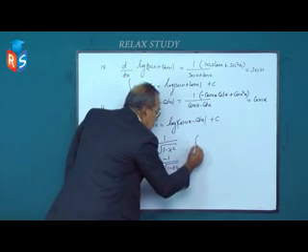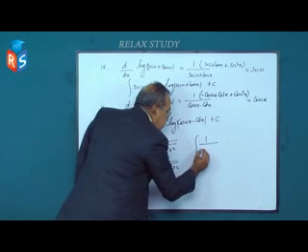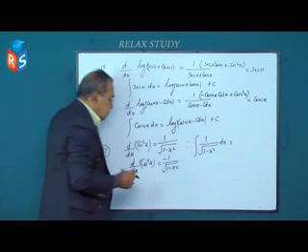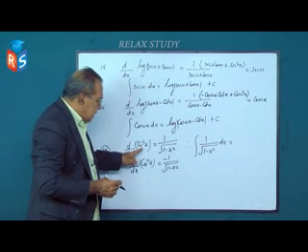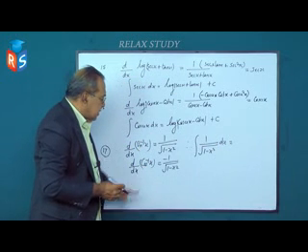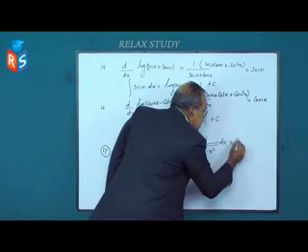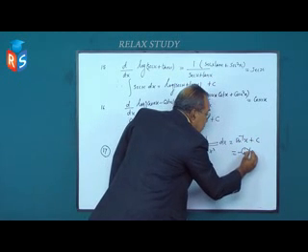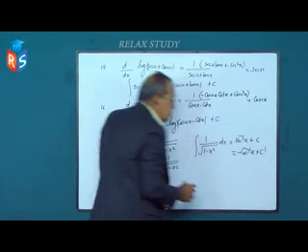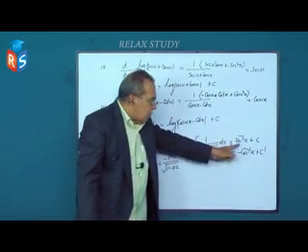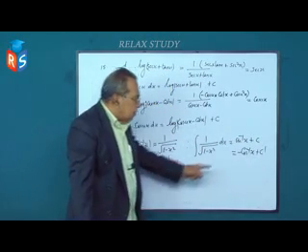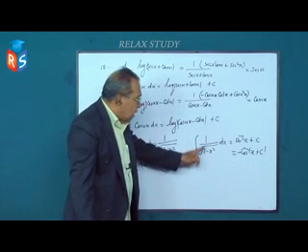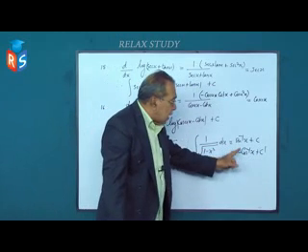Therefore, integral of 1 by root of 1 minus x squared dx is equal to either sin inverse x plus c or minus cos inverse of x plus c dash. You can either write it like this or write this.